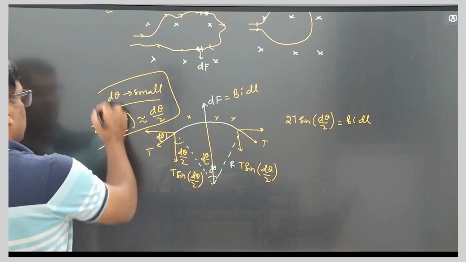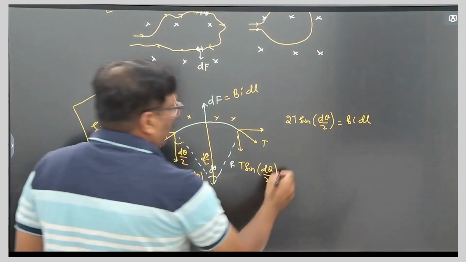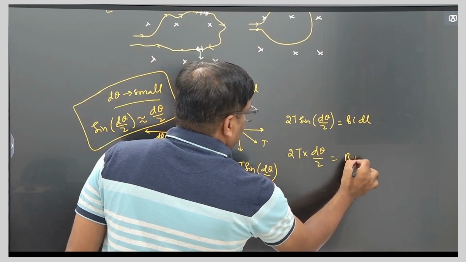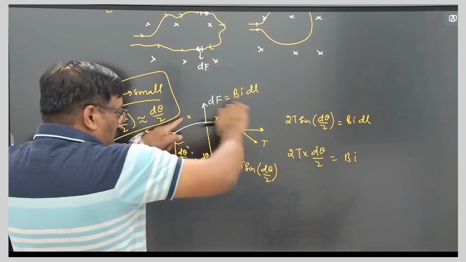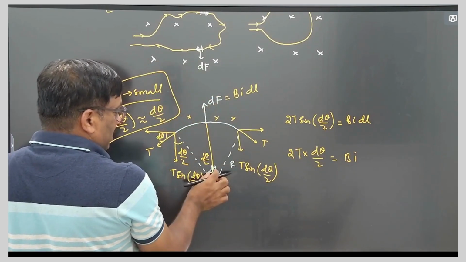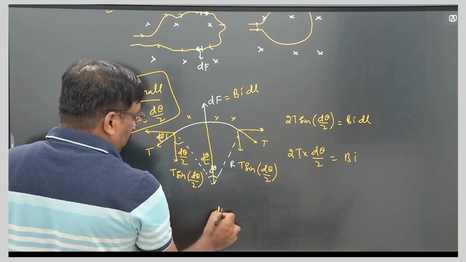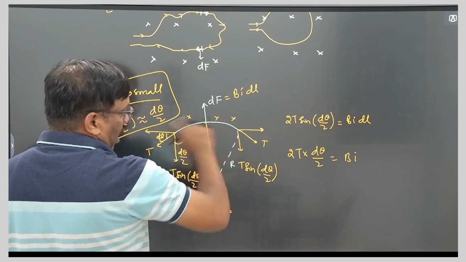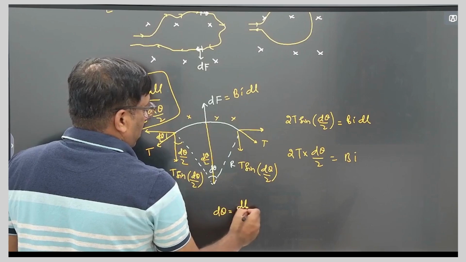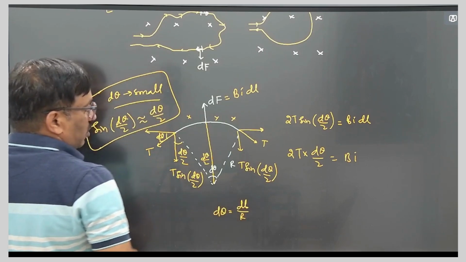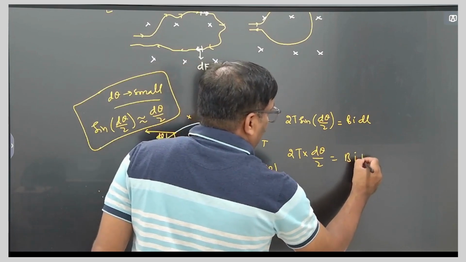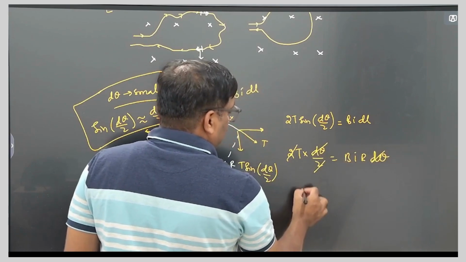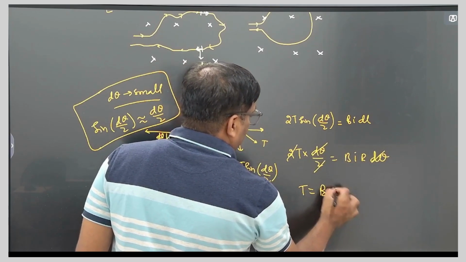Now let us substitute here: 2 into T into dθ by 2 equals B into I into dl element. This is formed like a circular path, so the angle dθ equals arc length by radius, that is dl by r. Therefore dl equals r into dθ. So the dθ cancels on both sides, and the tension will be equal to B into I into r.